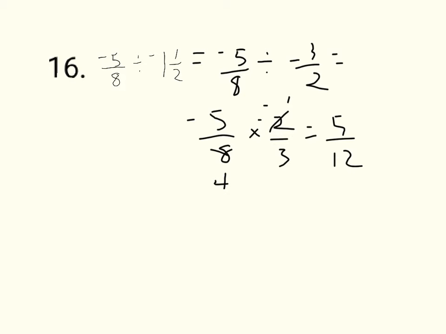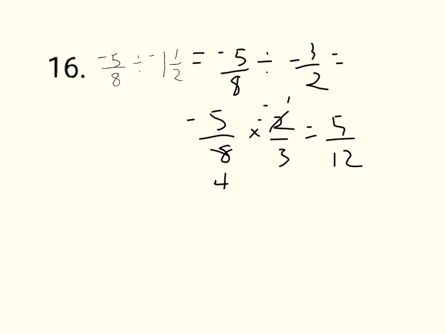And that makes sense because if you think about the division here, first of all, it's a positive answer because you're doing two negatives. Division can be thought of as repeated subtraction, and you can't subtract 1.5 from 5/8 one complete time. It's less than 1. When the divisor is greater than the dividend, the quotient is less than 1, which makes sense here, 5/12.